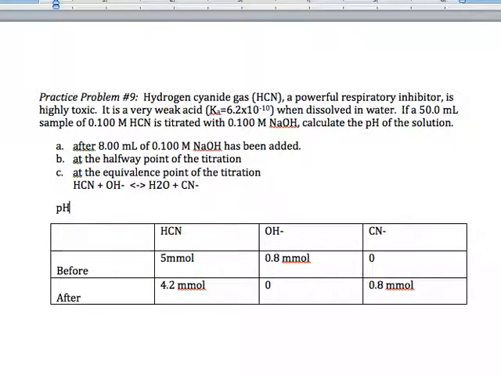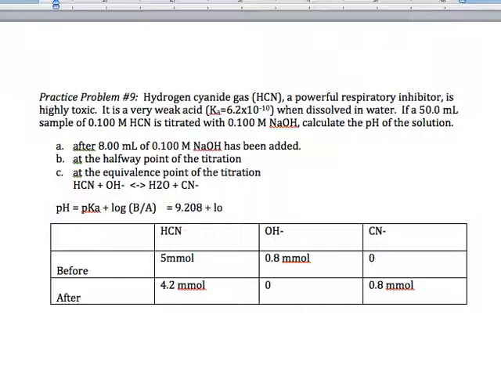So if you remember that, that is pH equals pKa plus the log of the base over the acid. So we need to figure out what our pKa is, and our pKa is figured out from our Ka up here, 6.2 times 10 to the negative 10th. And if you remember, p just means negative log. So we're going to take the negative log of this. And when I do that, I get 9.207. Actually, I'm going to round that up to 9.21.